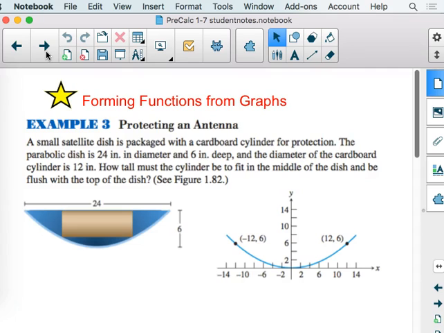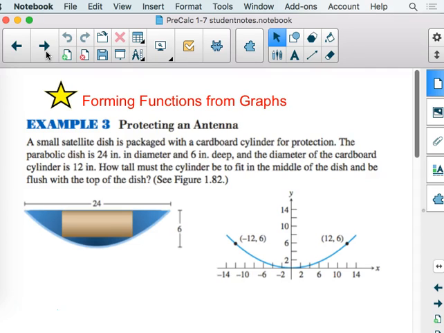So this one is just a small satellite dish, and it's packaged with a cardboard cylinder for protection. So here's the dish itself, and then this brown piece that we see in here, that's the big, thick cardboard cylinder that they're putting in there to make sure that it doesn't get damaged as it gets shipped to you. So the parabolic dish is 24 inches in diameter, so there's the 24 right there, and it's 6 inches deep. The diameter of the cardboard cylinder is 12 inches.